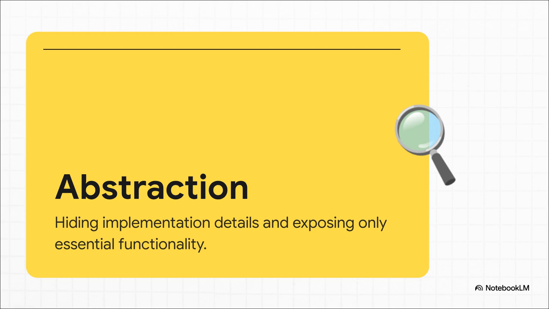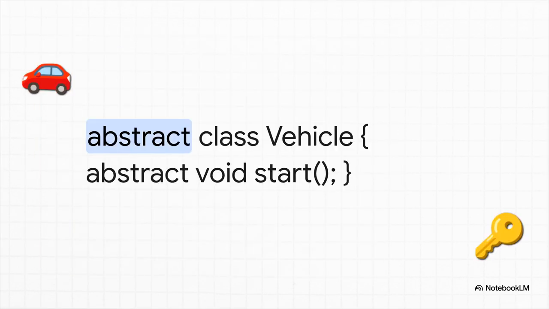If we were to code that out, we'd create an abstract Vehicle class with an abstract start method. But notice, there wouldn't actually be any code inside that start method. It's just a declaration. This abstract class essentially forces any child class, like a Car, to have a start method, but it leaves it entirely up to the Car to define exactly how it starts. Maybe a car starts with a key, but a motorcycle starts with a kick pedal. The Vehicle class doesn't care how it's done, only that it gets done.